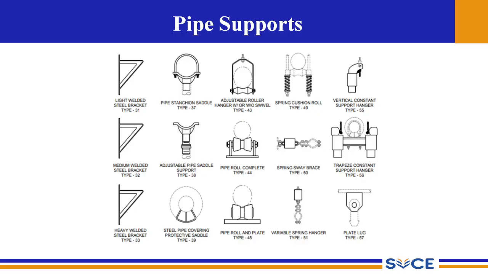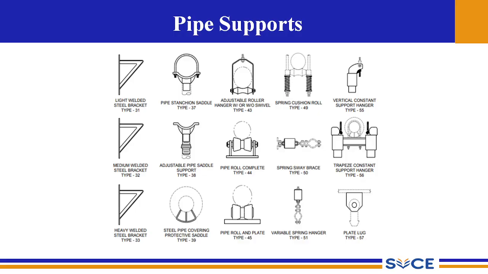So this is similar to the stanchion saddle support, but it is also having a U-type bolt to provide additional stability. So that U-type bolt will cover the entire diameter and the pipe will rest on the curved base. So this is the pipe stanchion saddle with the U-bolt arrangement.